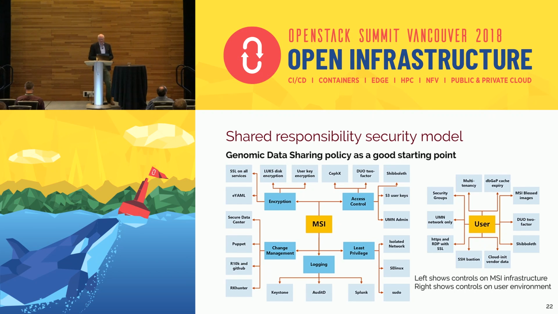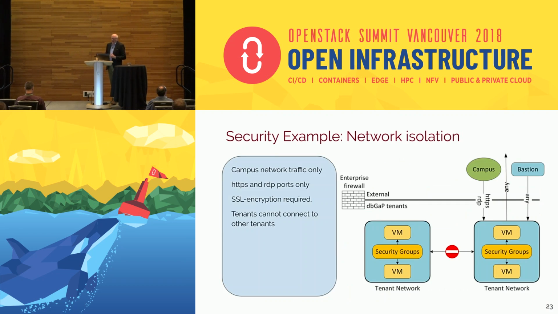This slide tries to show some of the controls we put in place for security. On the left, it shows the controls we put in place for MSI's infrastructure. But in addition to that, we wanted to put some kind of bare minimum sane defaults in place for the user environment, which goes beyond what you might get from a standard cloud provider. So, for example, this is one example of network isolation. The only 2 ports open from campus are HTTP and RDP, both with SSL required. Anything else had to go through the Bastion host.